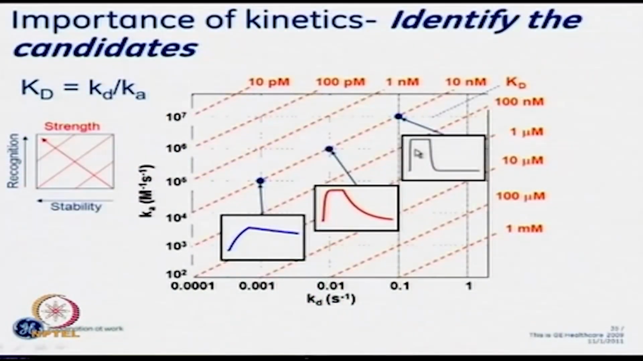Now this is an example where if someone chose just on the basis of affinity, all these three would have been the same. But since they would make their choice based on kinetics, they can actually decide based on the K on and the K off.